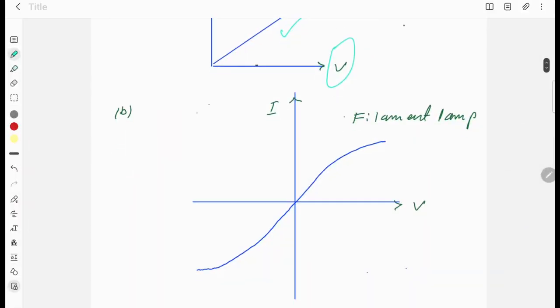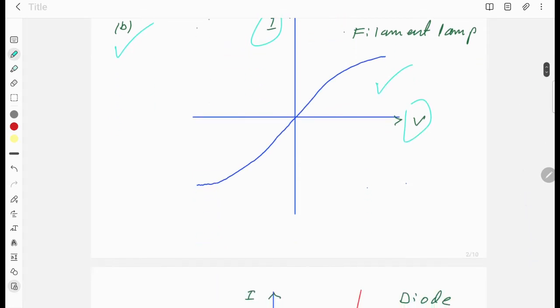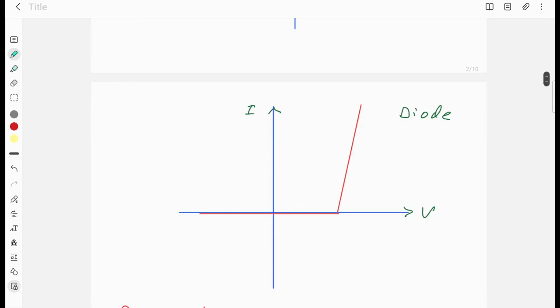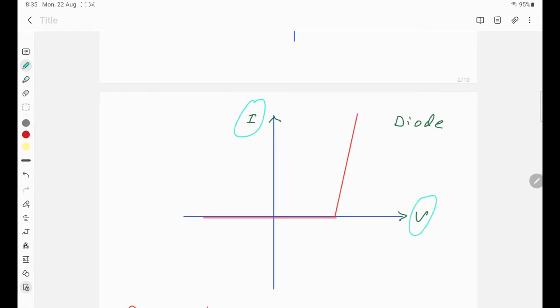But if you have a filament lamp, resistance of filament increases when temperature rises, and in case of filament lamp you will not get a straight line. In IV graph you will get a curve of this form. In case of diode, the IV graph looks like this, as I have shown in red.